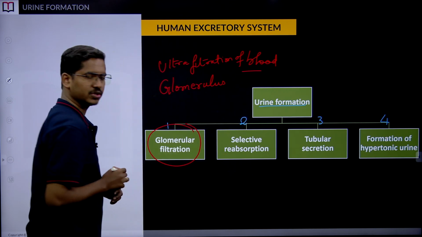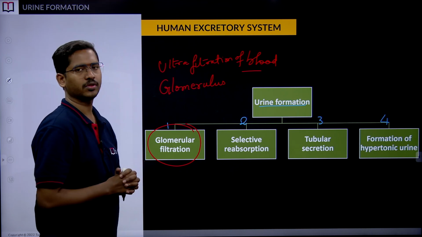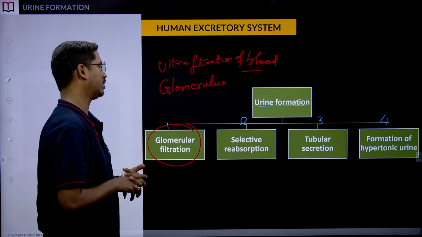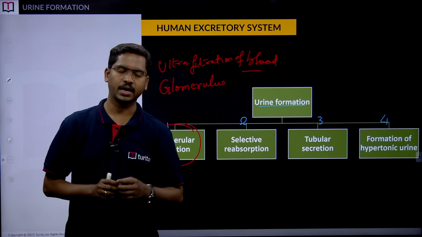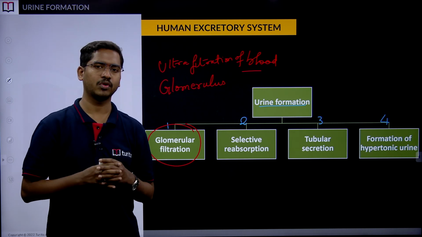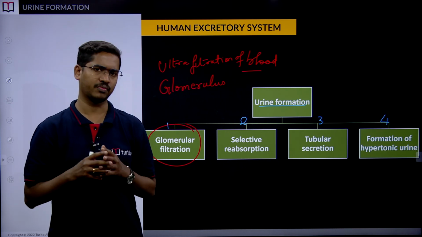So, ultrafiltration of the blood happens. Okay, that is what happens. Now, what you are supposed to understand here is that when ultrafiltration is happening, every ion, every atom, or every molecule which is going through that filter would be filtered, and everything will be filtered, right? Good or bad things, everything is filtered.